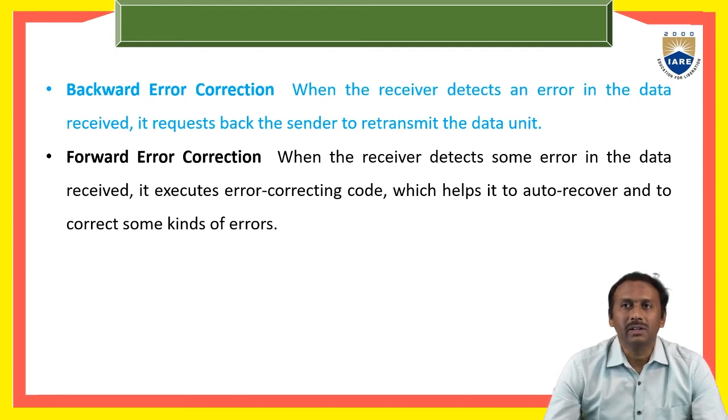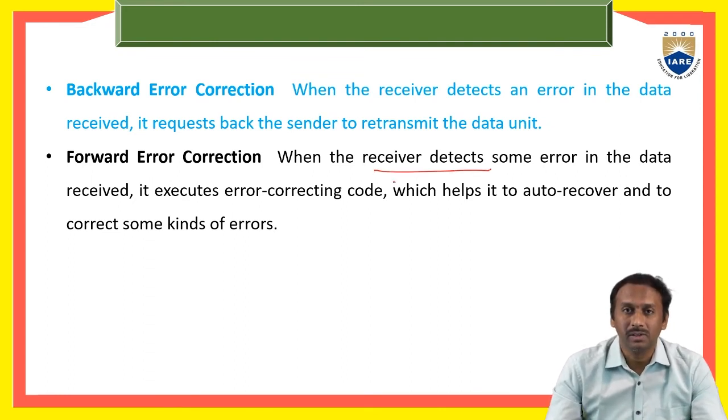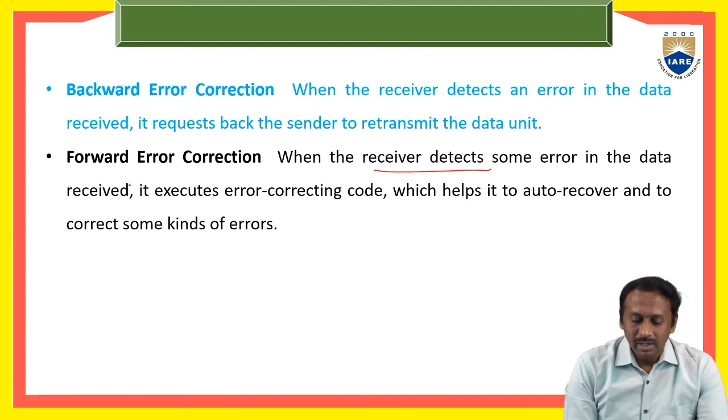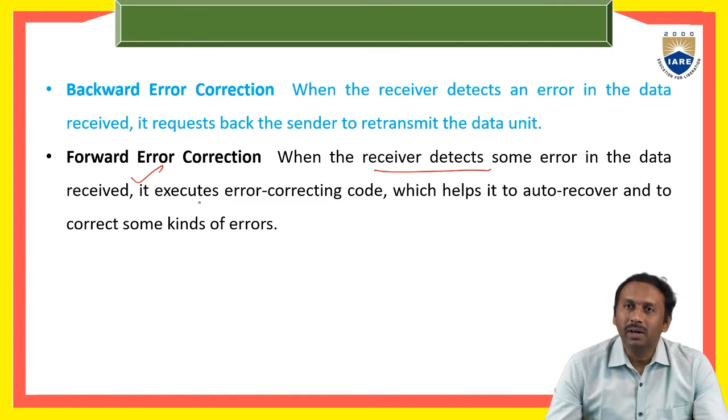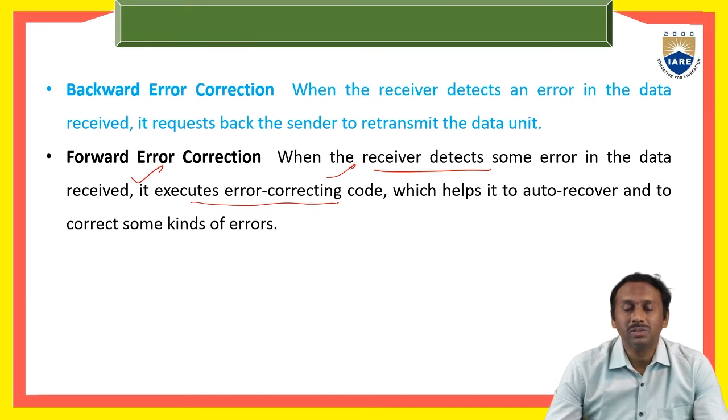And forward error correction: when the receiver detects some error in the data received from the sender, it executes an error correcting code. Please note, here the receiver is detecting the error. The receiver executes the error correcting code, we will see what that is, which helps it to auto recover and to correct some kinds of errors.